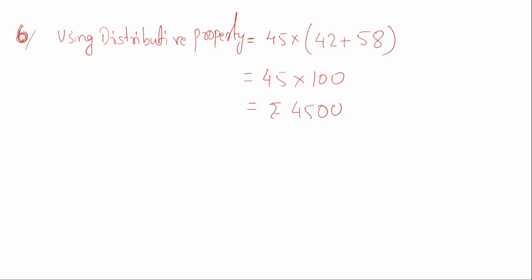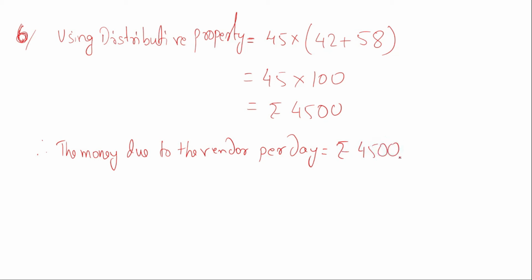So the money due to the vendor per day is equal to rupees 4500. Now this is the end of exercise 2D. Now we will go to exercise 2E.